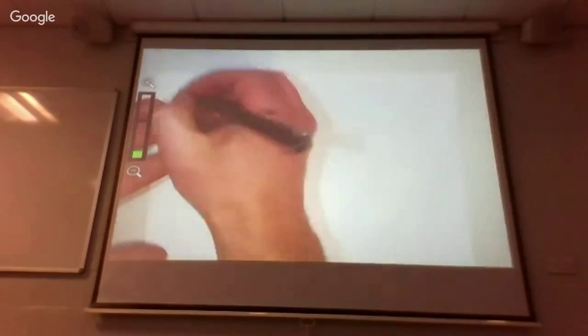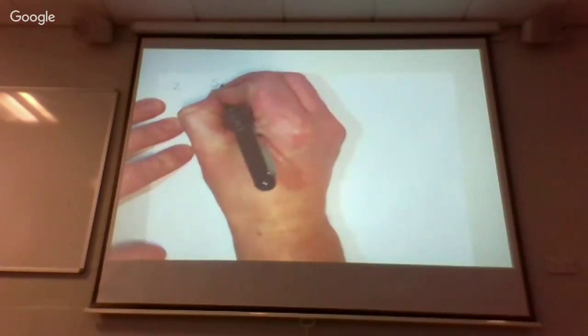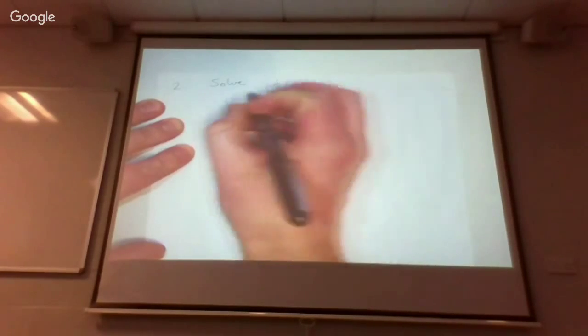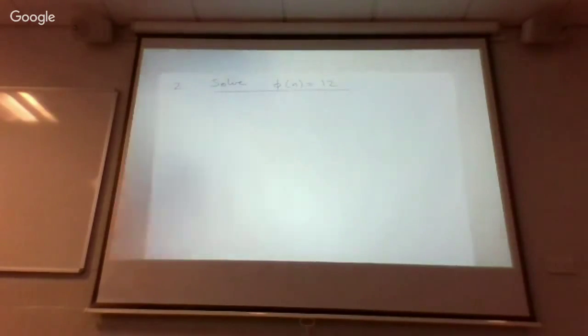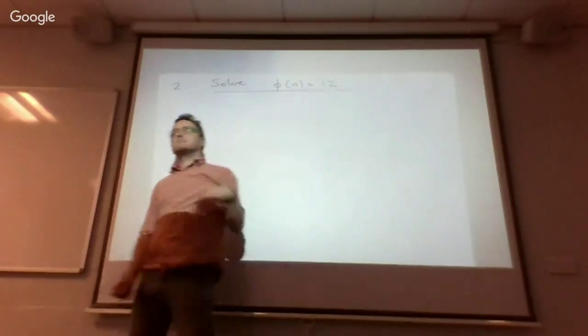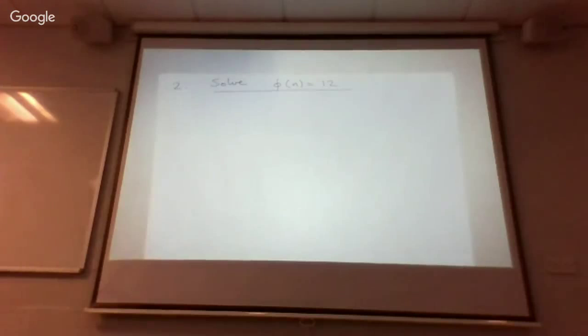Which is to solve phi of n equals 12. There's nothing particularly special about 12, except that it's an example. You could solve phi of n equals anything. 12 is a nice enough example. It's not too easy, but it's not too complicated. So it's a nice middling example to illustrate the general approach.